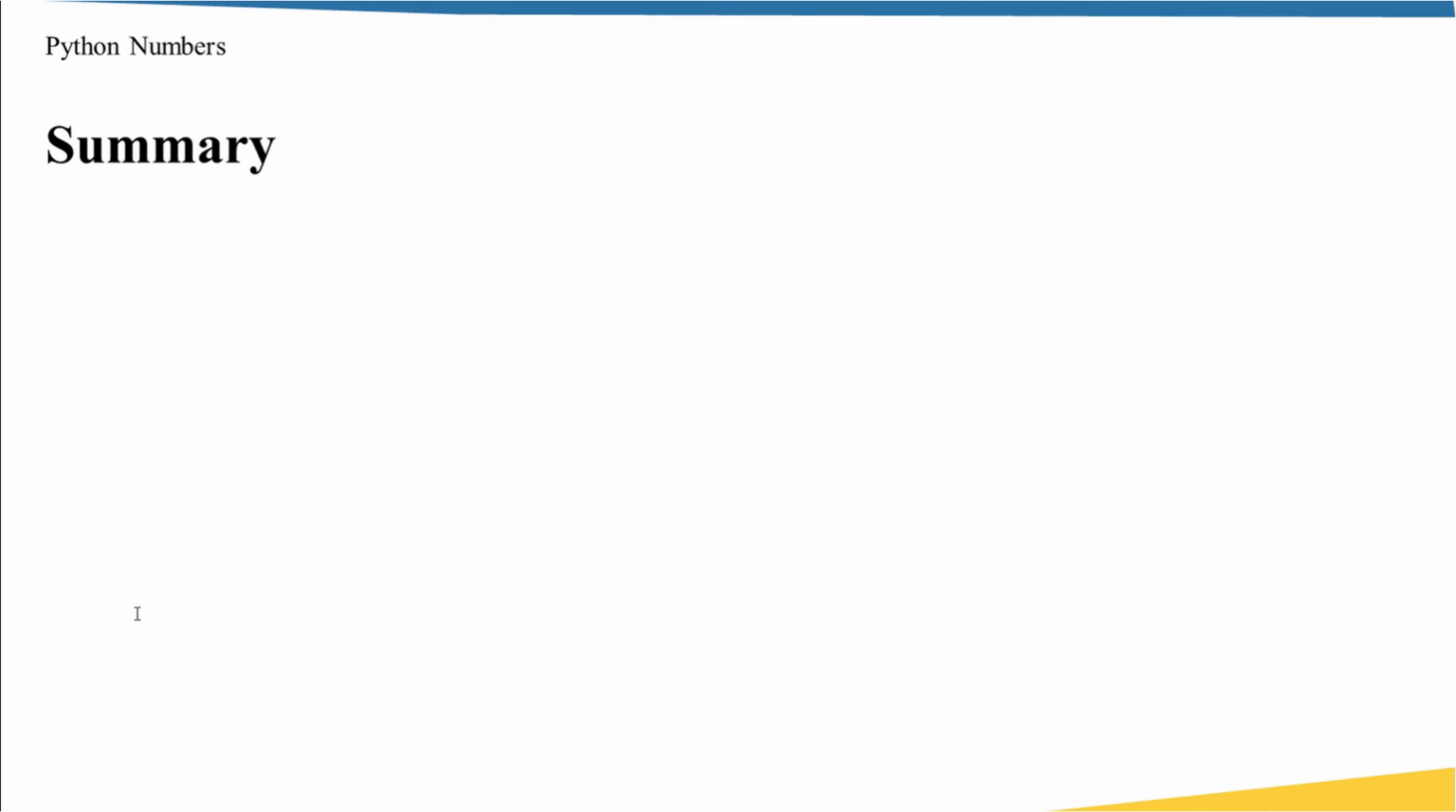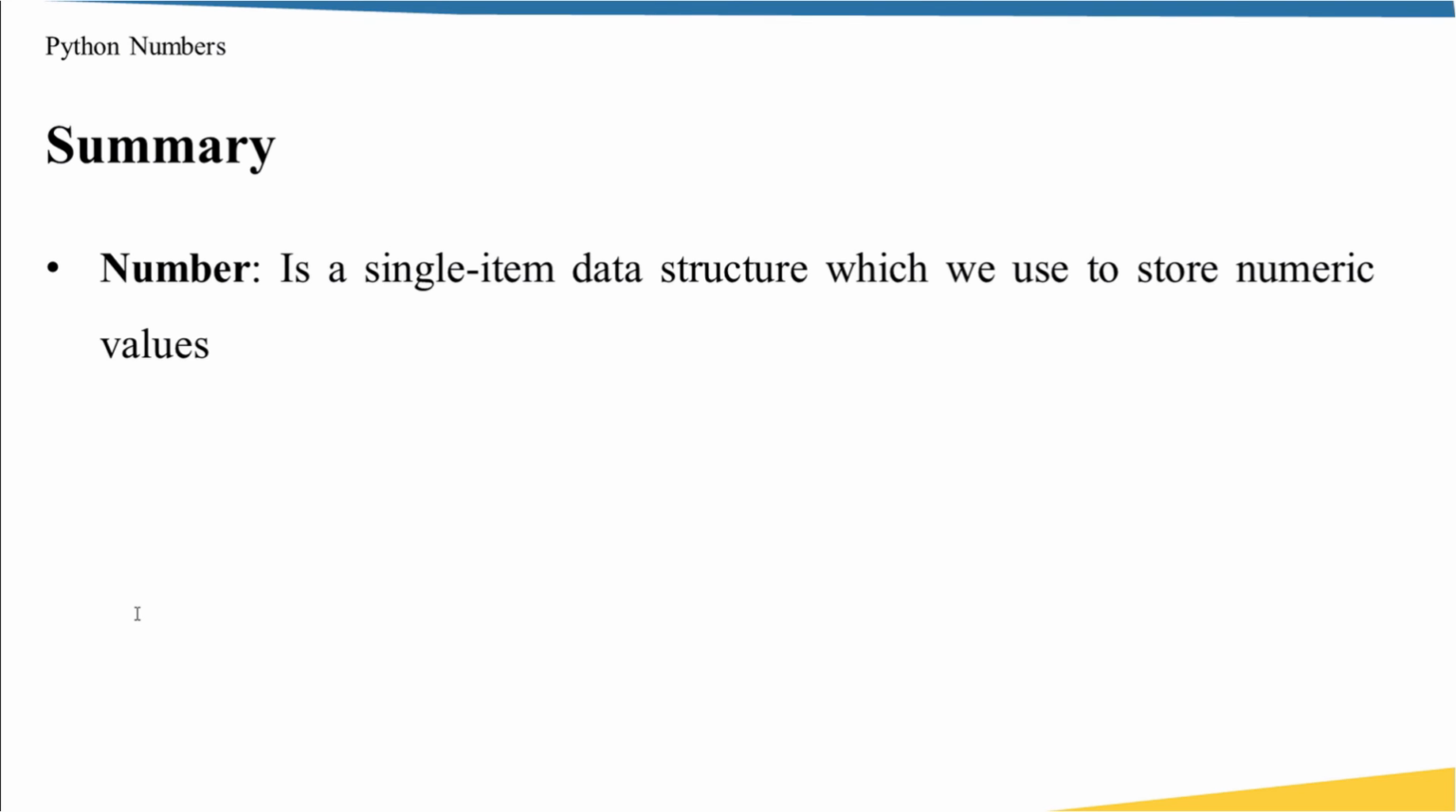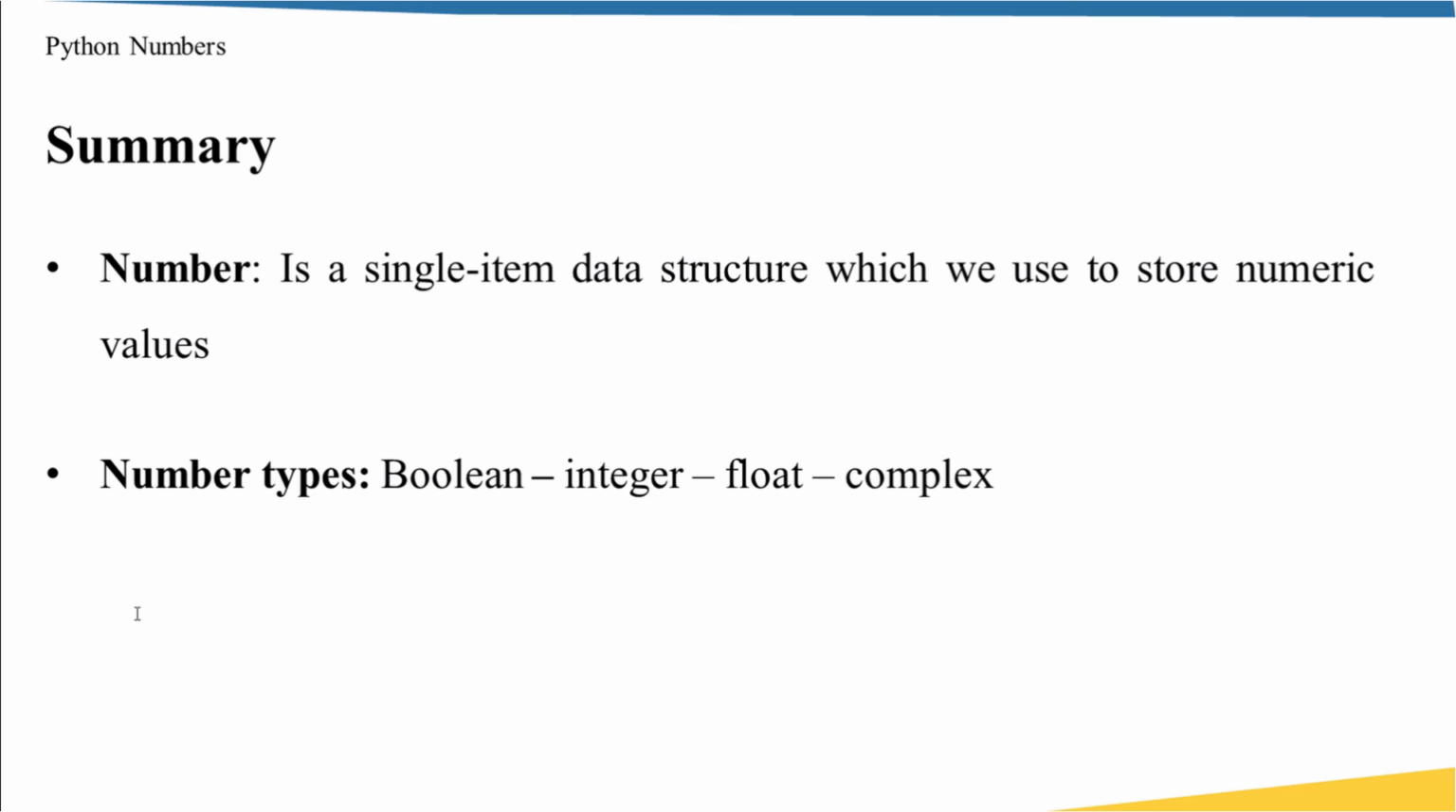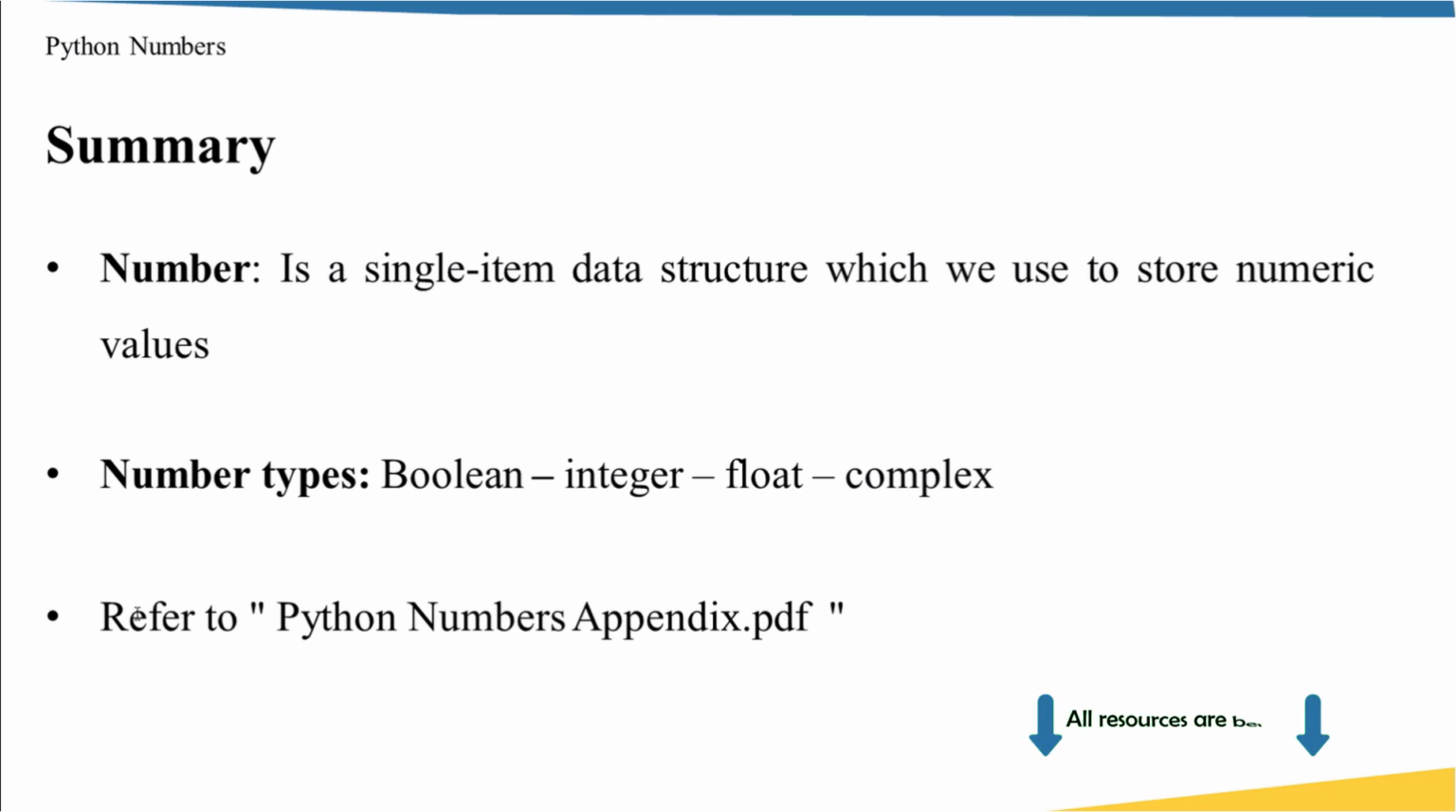Now, my friend, let's recap what we have learned in this lecture. First of all, we have defined what a number is, and we saw that number is a single item data structure which we use mainly to store numeric values. In Python, there are 4 supported number types. We have Boolean, integer, float, and complex. Finally, please, I want you to refer to the Python number appendix in order to find the summary of functions that have been shown in this lecture.